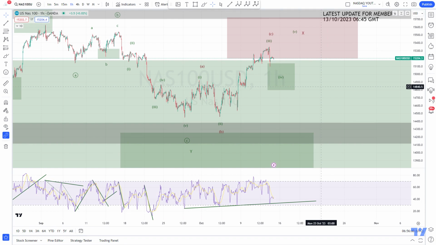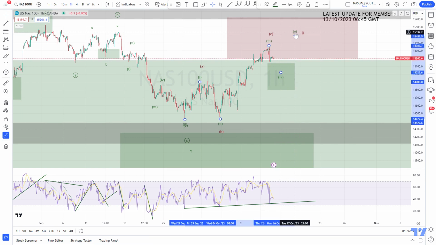However, it's still a bit too early to talk about this. We should first see what will happen here. If we would make this fifth wave, then I would be quite confident that the low here will hold, that we get a pullback, that this low holds, and then that we are ready for more upside.